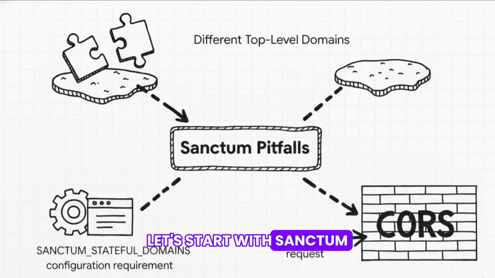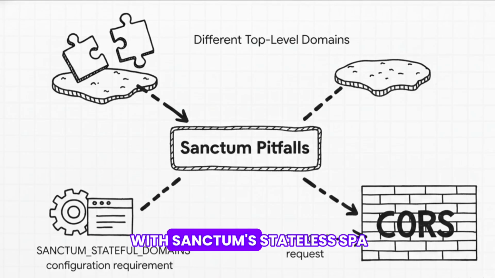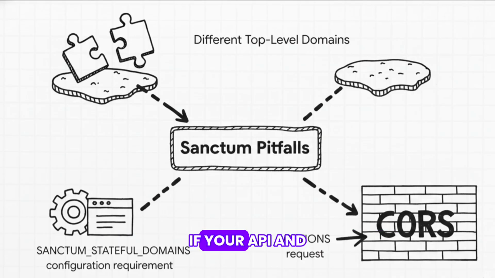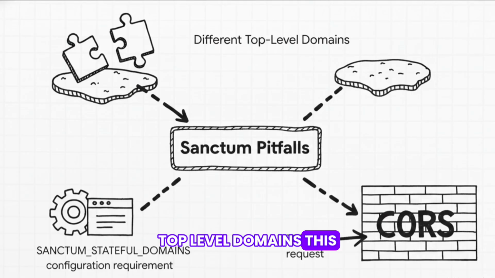Let's start with Sanctum. The most crucial point with Sanctum's stateful SPA authentication is domain alignment. If your API and your front-end SPA are sitting on completely different top-level domains, this whole session cookie approach simply isn't going to work. You also have to remember to explicitly declare your front-end domain in the stateful domains environment variable. And then, oh boy, there's CORS. We've all been there. If your CORS middleware is misconfigured and blocks that initial OPTIONS request, your front-end is never even going to get the chance to ask for that CSRF cookie.